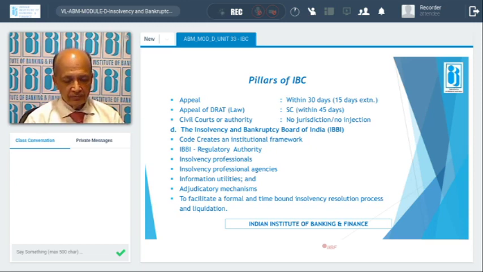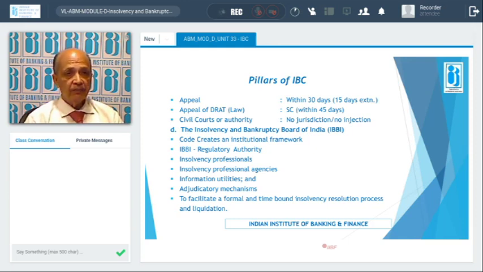Now, so far as partnerships and individuals are concerned, the adjudicating authority is the DRT, and its appellate authority is the DRAT, Debt Recovery Appellate Tribunal. Against any order passed by the DRT, the aggrieved persons can make an appeal, if need be, before the DRAT within 30 days, and in exceptional cases 15 days more, so a maximum of 45 days. In the normal case, only 30 days.